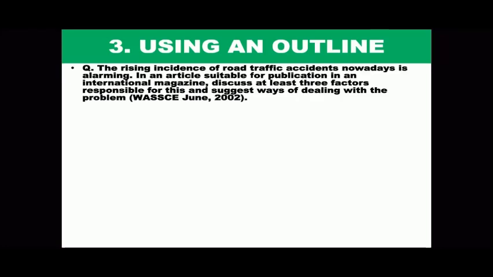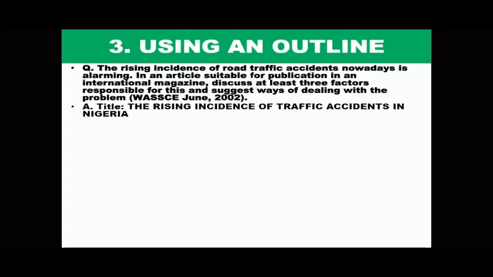Now, I will show you what the outline looks like, but let us look at a given question. We are taking this question from the West African Senior School Certificate Examination of June 2002. The question is as follows. The rising incidence of road traffic accidents nowadays is alarming. In an article suitable for publication in an international magazine, discuss at least 3 factors responsible for this and suggest ways of dealing with the problem. Now, let's look at the kind of outline you can create in response to this kind of essay writing prompt.